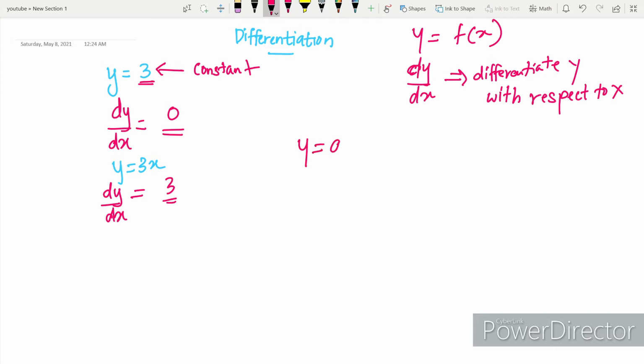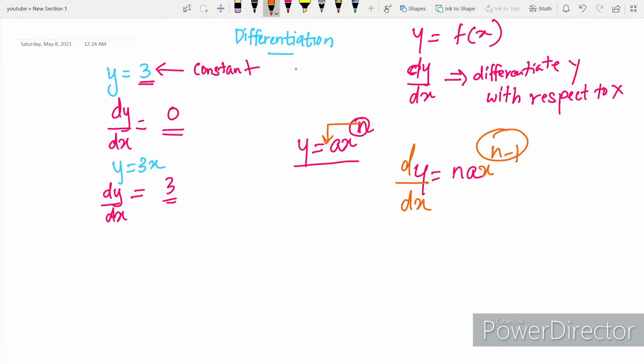If you have something like y equals ax, what is the power here? It's 1, right? So every time you differentiate something like this, imagine I have n here. I bring that n to the front. So when I differentiate with respect to x, I bring the n to the front. And then it's ax, I write it as it is. And then I reduce the power by 1. Differentiation is always reducing by 1. You learn integration later where you increase the power by 1. So that would be nax to the n minus 1.